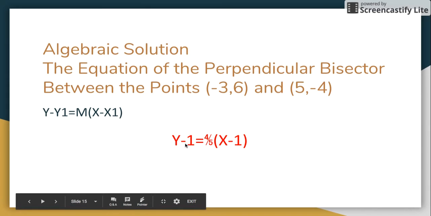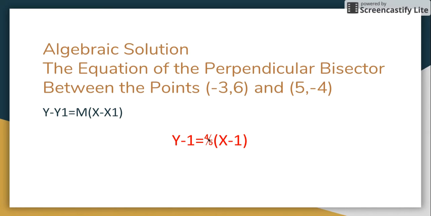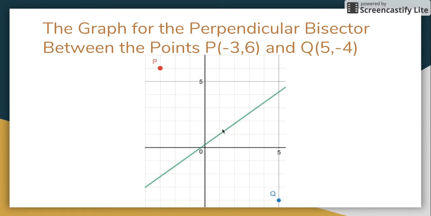So we have y minus y1, which you will remember is the coordinate for the midpoint of line PQ, equals 4 over 5, which is the opposite reciprocal of the slope of the line PQ, multiplied by x minus 1, and this is the coordinate of the midpoint of the line PQ.